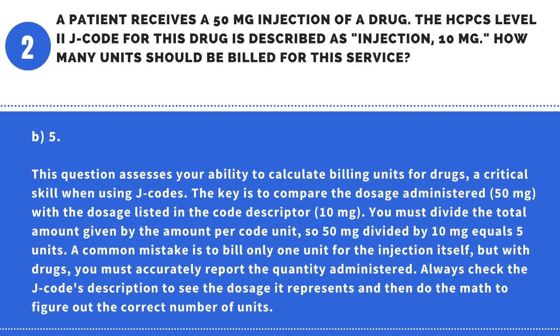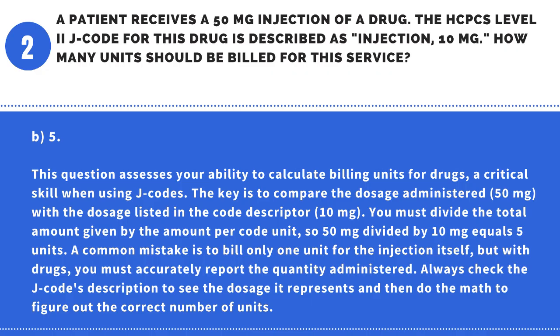5. This question assesses your ability to calculate billing units for drugs, a critical skill when using J-codes. The key is to compare the dosage administered, 50 mg, with the dosage listed in the code descriptor, 10 mg. You must divide the total amount given by the amount per code unit, so 50 milligrams divided by 10 milligrams equals 5 units. A common mistake is to bill only 1 unit for the injection itself, but with drugs, you must accurately report the quantity administered.